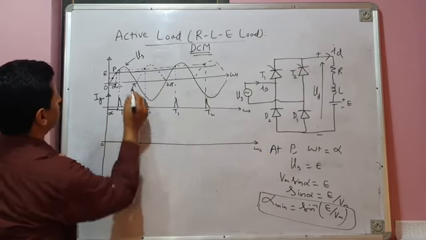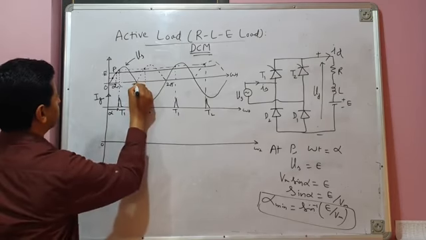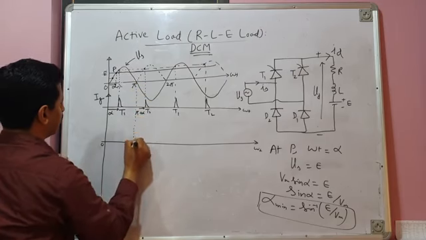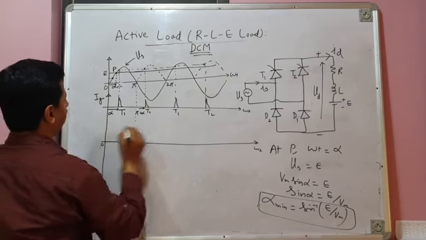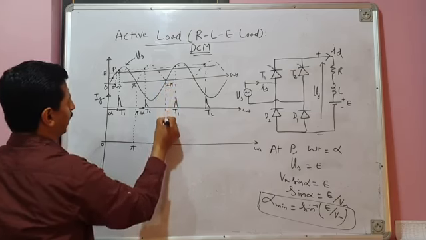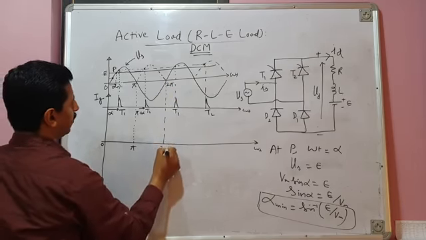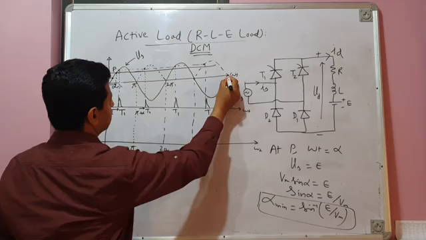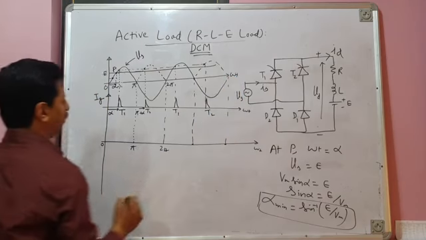For drawing the load voltage waveform, I have to take these zero crossing projections down. I have to show these zero crossing projections. This is zero crossing pi. This is already 0 pi, and then this is 2 pi. Similarly, this is another zero crossing 3 pi. This is next zero crossing 4 pi, and so on.